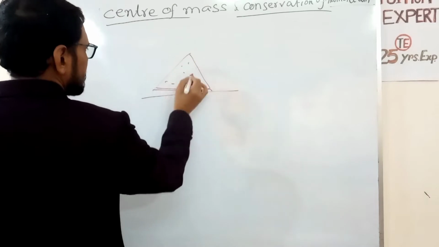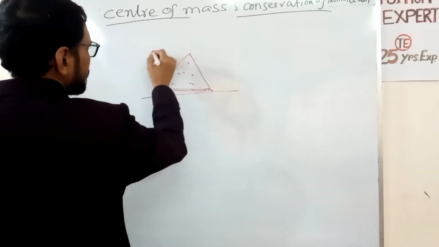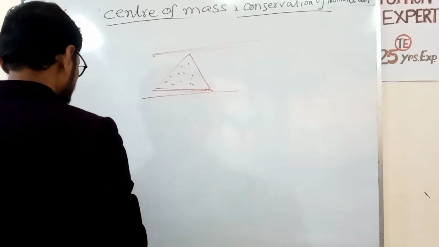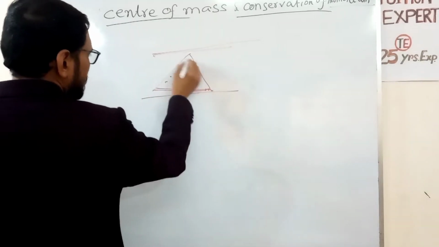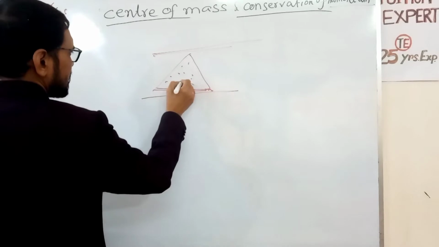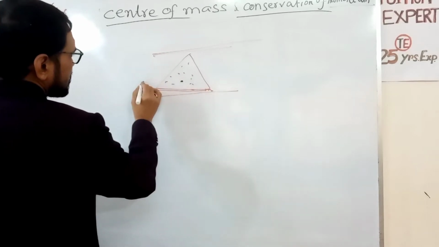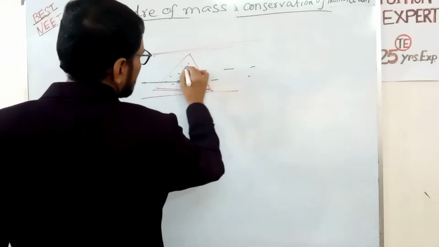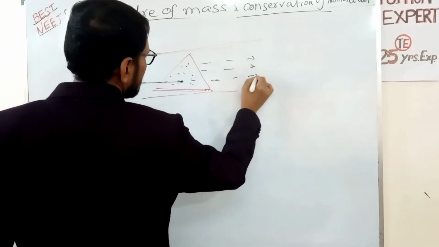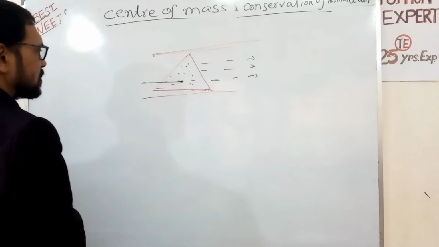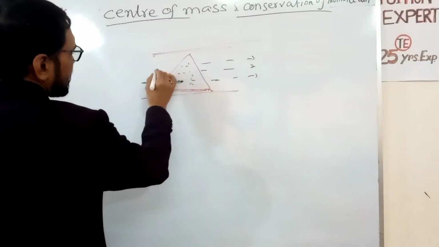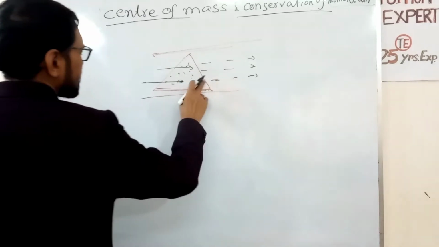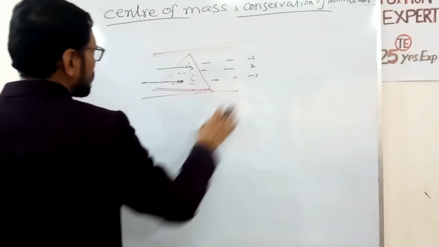A triangular lamina is present on the plane of the ground. Now if the force is applied along the center of mass, suppose the center of mass is a point here, and the force is applied along this way, then only translation motion is produced. But if the force is applied here, then it will rotate and move, so translation motion and rotational motion both will be produced.